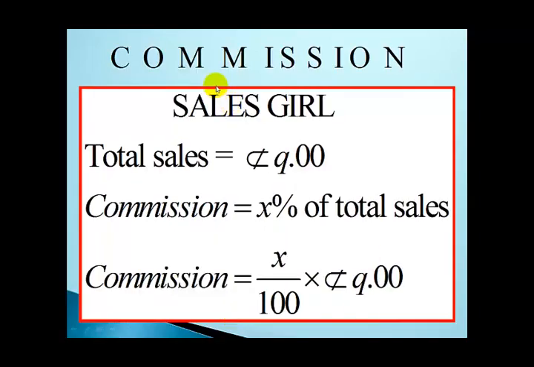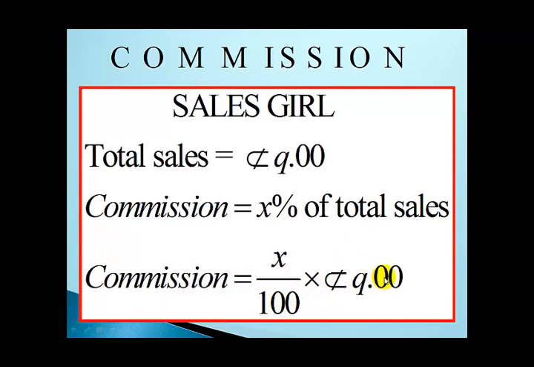Now let's look at commission. Assuming we have a sales girl, if the total sales equals Q cedis, that is, a sales girl makes the total sales of Q cedis, assuming that the commission is X% of the total sales, then it means that the commission will be equal to X divided by 100 times the total sales.